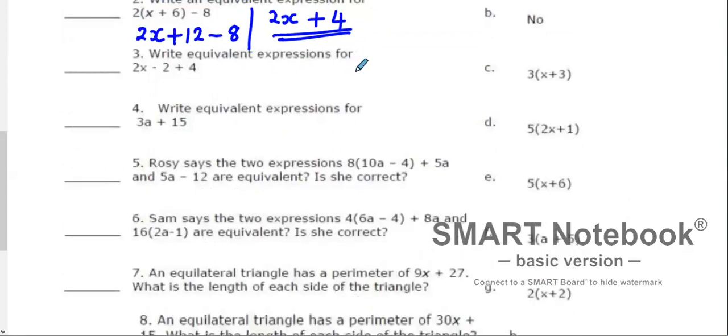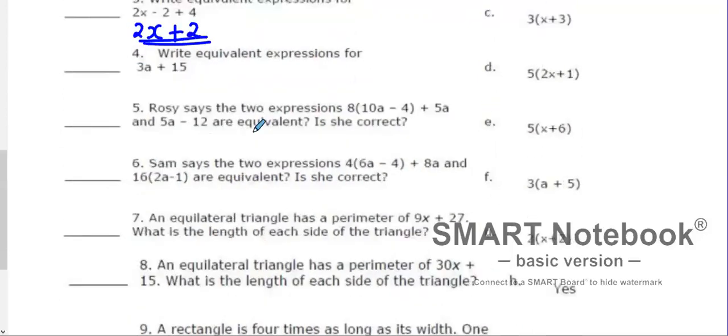Write equivalent expressions for 2x minus 2 plus 4. Here you collect like terms. 2x remains as 2x, but negative 2 plus 4 will be positive 2. So this is the final answer. Write an equivalent expression for 3a plus 15. 3a plus 15 will remain as 3a plus 15 because you cannot simplify this.